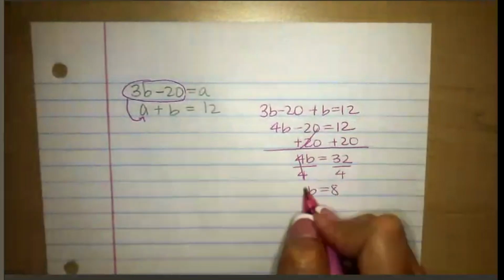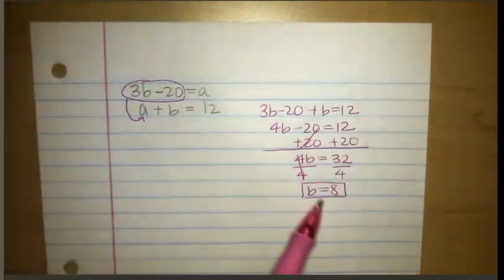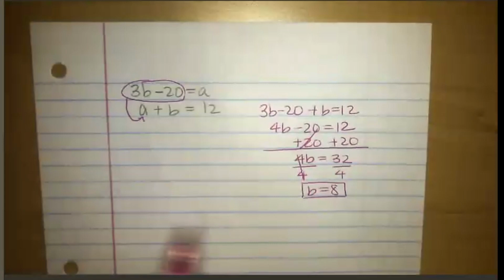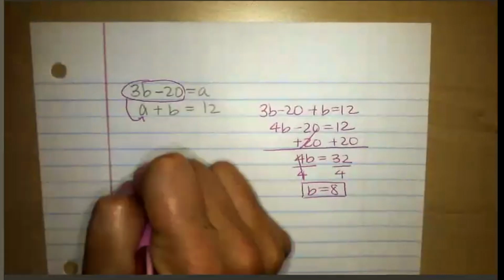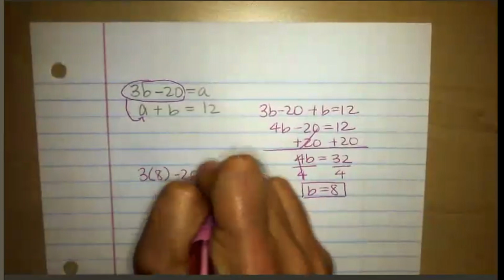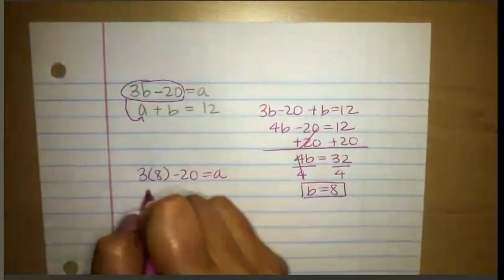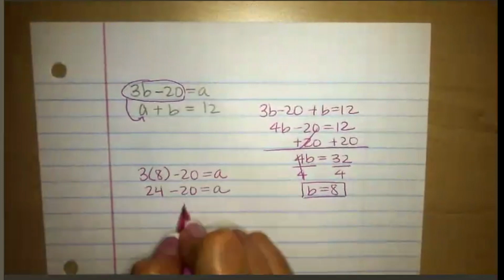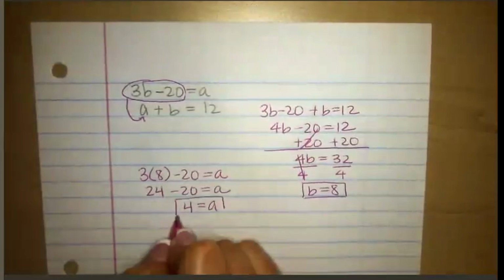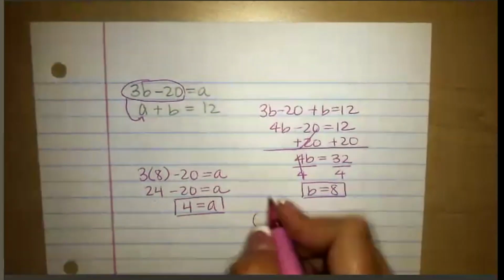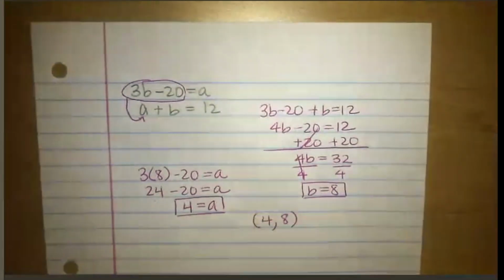Now we're not done there, because with systems of equations, you have to go back and find what the a value is. We found what b is, now we need to find what the a is. You can take this and plug it into either equation now to substitute that and find the a value. So I'm going to plug it into the first one, and I get 3 times 8 minus 20 is equal to a. That is 24 minus 20 equals a, and 24 minus 20 is 4. So now we have solved the system of equations. We always put the first variable first in alphabetical order, so that's going to be 4, 8 for the ordered pair.